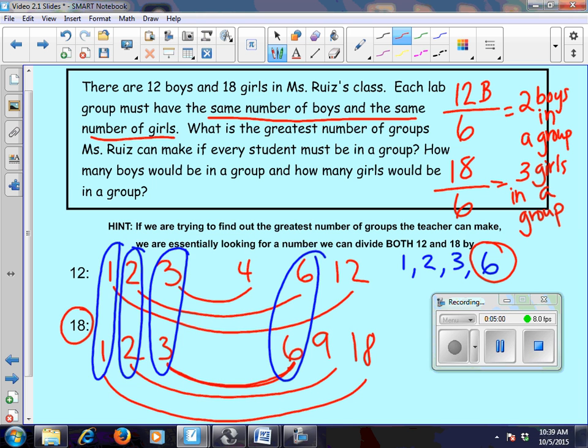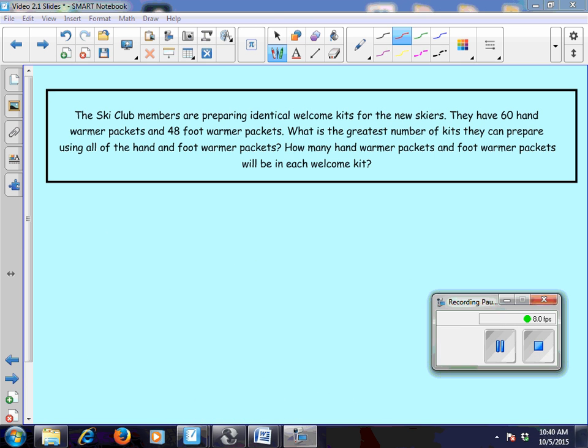Now she could also group the kids into 3 groups, then there would be more boys in each group. But she wanted to get the greatest number of groups. And when we see the greatest in the word problem, the greatest number of groupings, we know we can use the greatest common factor.